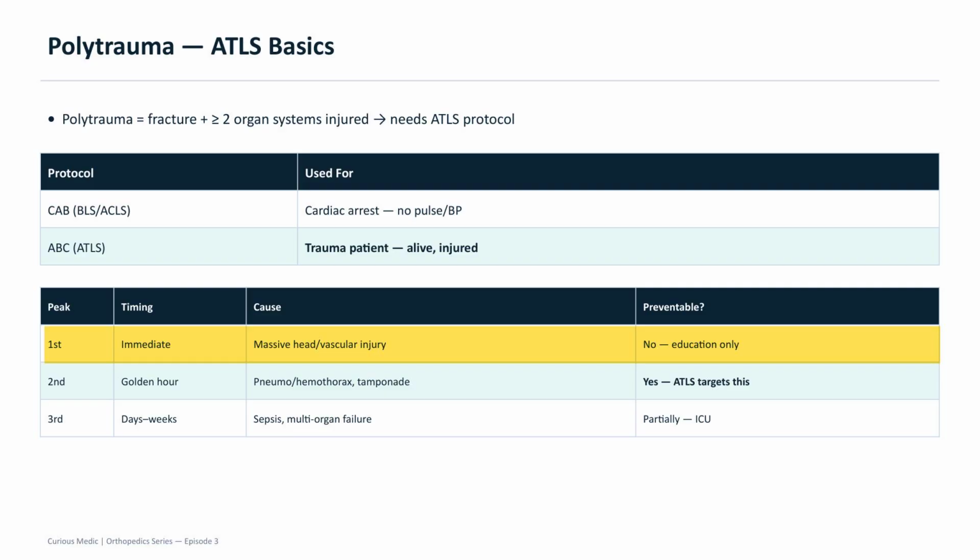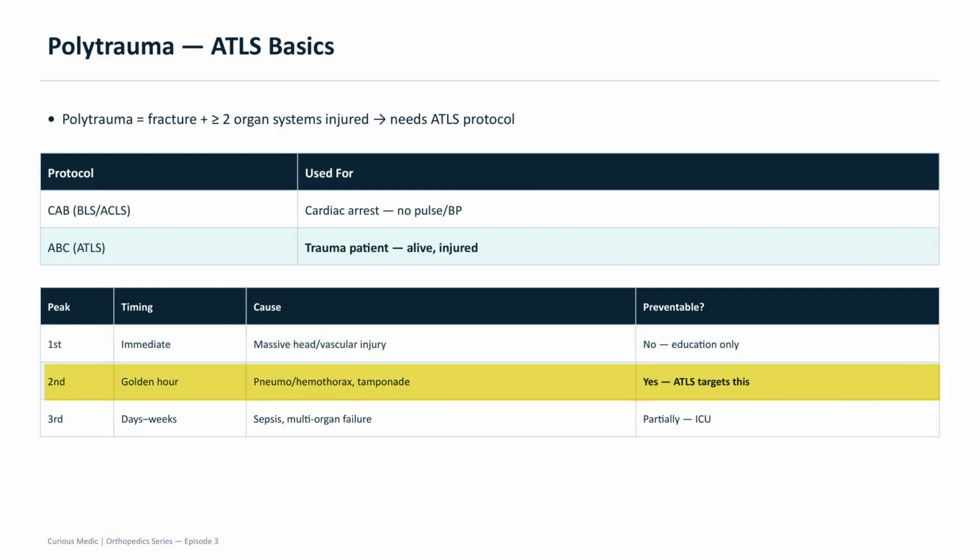Prevention is through education, helmets, seatbelts, road safety. The second peak occurs within the golden hour, the first 60 minutes after injury. These deaths are caused by treatable conditions, tension pneumothorax, hemothorax, and cardiac tamponade. These are rapidly fatal, but also rapidly reversible if caught fast. This is exactly the peak that ATLS is designed to prevent.